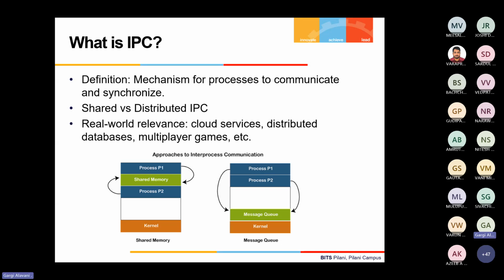IPC is very important because it's the foundation of services such as cloud storage, online games, or even the Netflix backend that we watch. Netflix uses IPC, where the data is sent from the master node to different slave nodes.